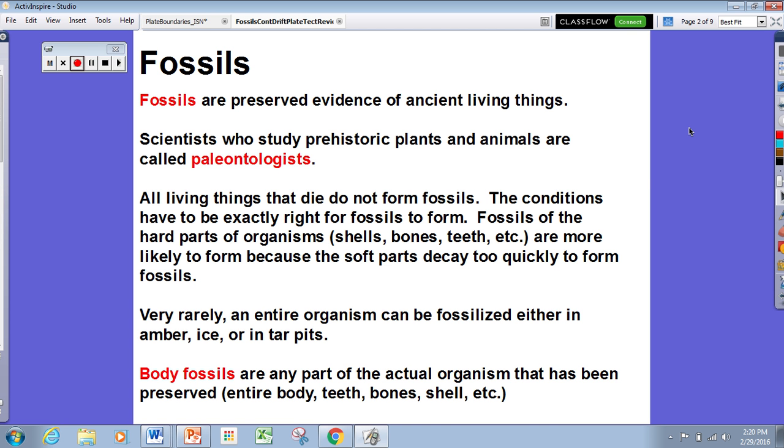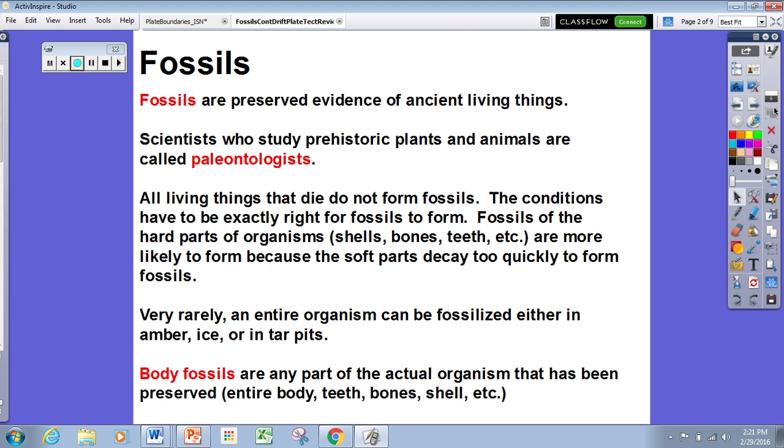Very rarely, extremely rarely, there are circumstances where you get an entire organism that can be fossilized, either by getting trapped in amber, like for small insects, ice, like some mammoths have been preserved in ice, or sometimes animals have fallen into tar pits. Body fossils is a special name for any part of the actual organism that has been preserved. For example, if it's the entire body, teeth, bones, the shell of something, etc. Anything that's an actual body part of the organism is called a body fossil.